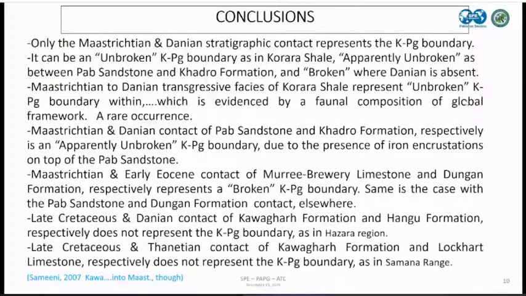The Late Cretaceous and Paleocene contact of Kawagar Formation and Lockhart limestone respectively does not represent the KPG boundary as in Samana range. Samini 2000 extends Kawagar Formation into the Maastrichtian though, but we consider that Kawagar does not extend into the Maastrichtian. And that's why the KPG boundary is not assumed there.